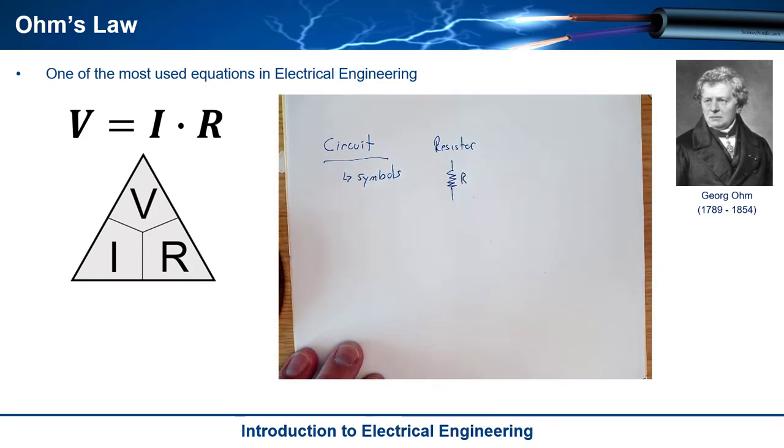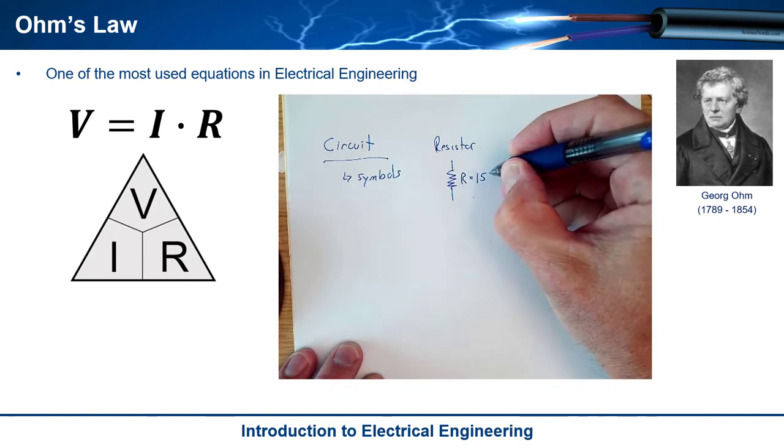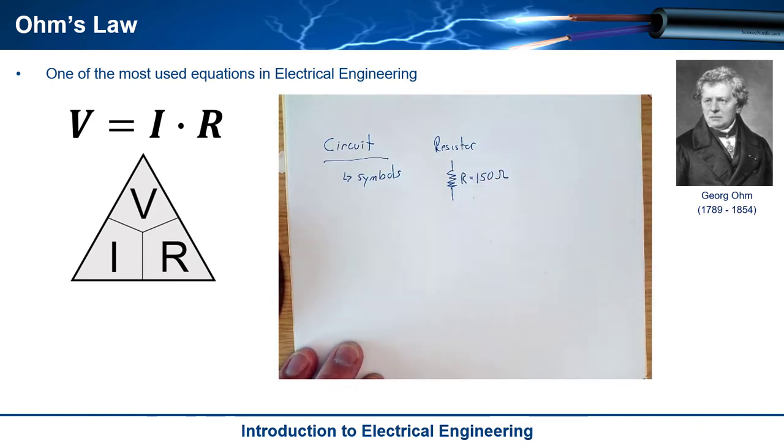Capital R means it's a resistor, obviously. And then you typically put its value. So let's just say we had a 150 ohm resistor. We now have our first symbol, okay? Now, we can't do much with this. We need some other symbols to actually form the loop and show what's happening.